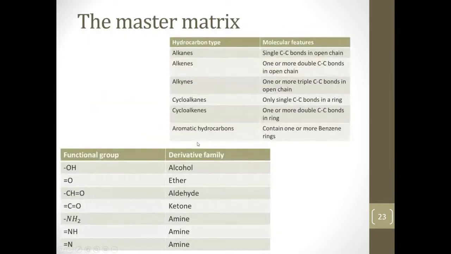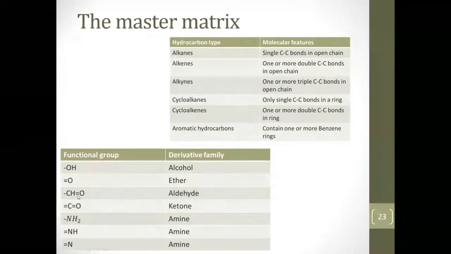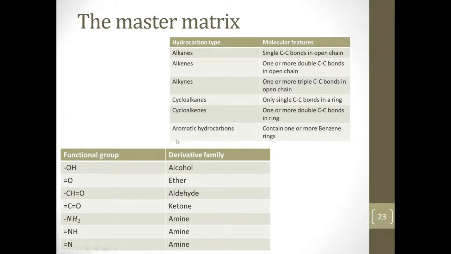And then we added all the other derivative families here: the functional group for alcohol, OH, ethers, double bonded oxygen, aldehydes, and the ketones, and our three amines, the primary, secondary, and tertiary amines based on the number of hydrogens. So a lot of background information on hydrocarbons that we've covered thus far. Why do we need to know that? Well, we do all this stuff in the oil and gas industry, and we have to know about some of the things that we're processing out there.